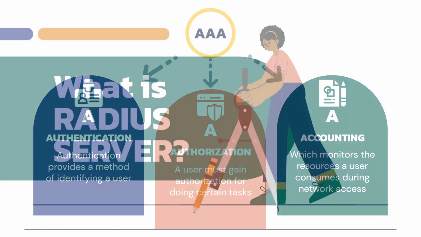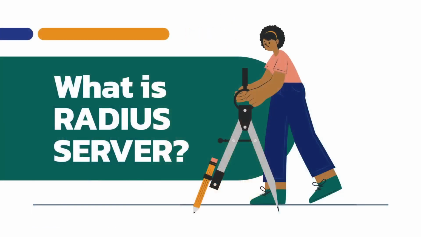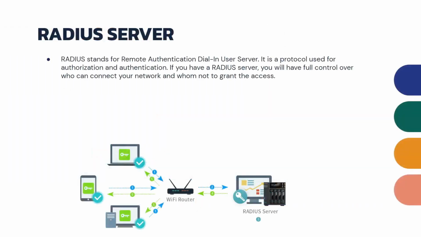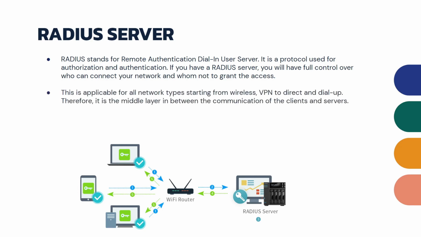So the next one is about the Radius server. What is a Radius server? Radius stands for Remote Authentication Dial-in User Service. It is a protocol used for authorization and authentication. If you have a Radius server, you will have full control over who can connect to your network and to whom you do not grant access. This is applicable for all network types, from wireless and VPN to direct and dial-up.